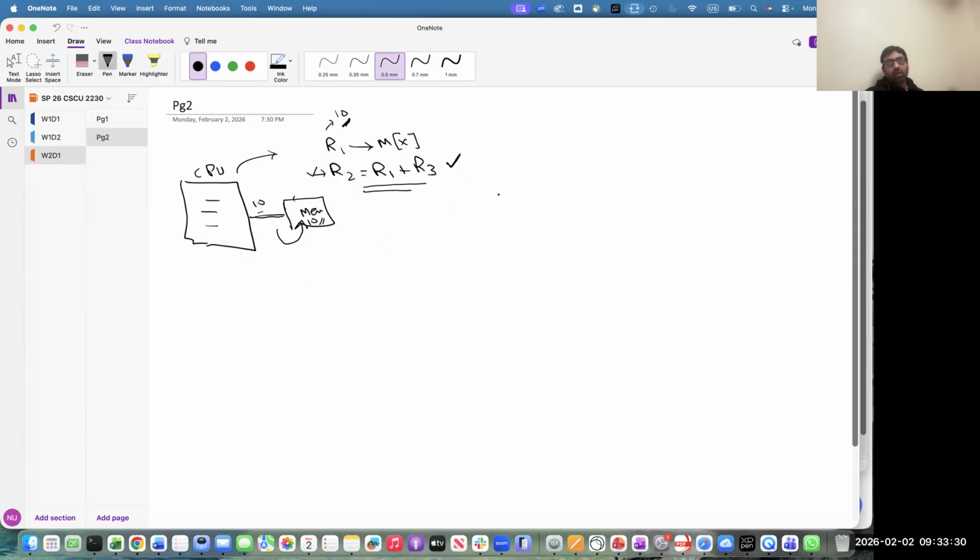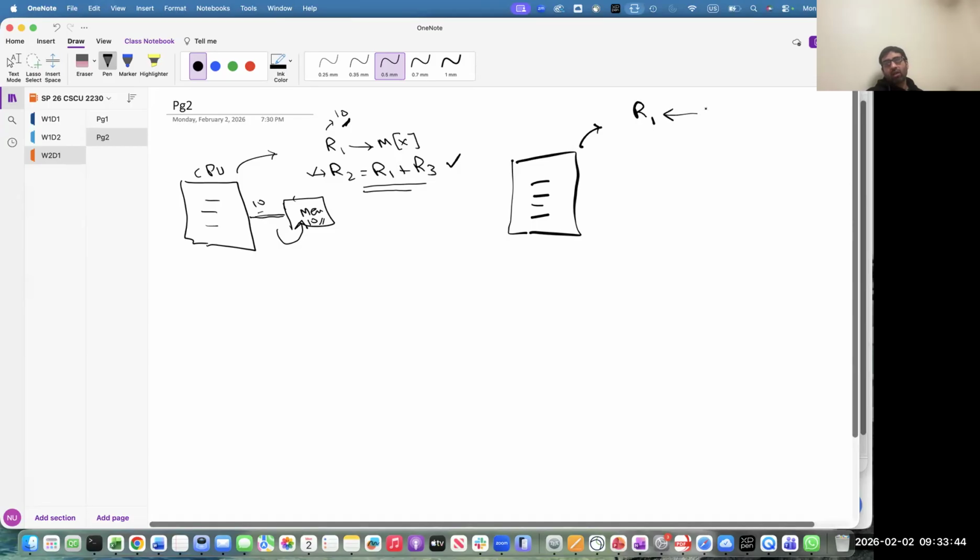Now let's consider another scenario. Let me draw it here. Again, you have a CPU and it has a program. Here you are saying move the data into R1 from memory location X, and then R2 is equal to R1 plus R3. X is the address of the memory location and your CPU is connected with the memory. Here you have two buses: this is your data bus on which data is placed, and this is the address bus.